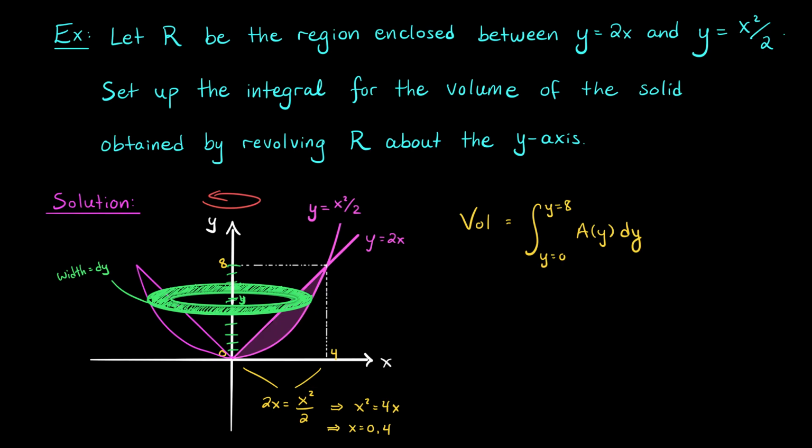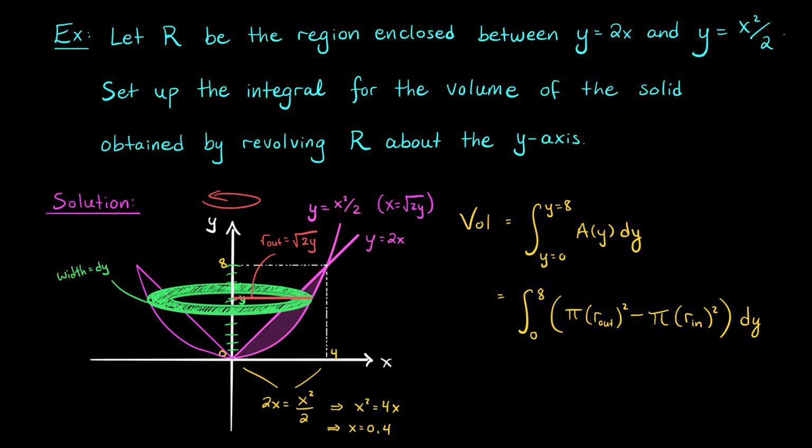For the area of the washer, we know that it's calculated as pi times the outer radius squared minus pi times the inner radius squared. The outer radius from our picture seems to be given by this horizontal distance. It's the x value for the quadratic. Solving for x, we would get x squared equals 2y, so x equals the square root of 2y. That's our outer radius, right? Similarly, the inner radius in terms of y is given by this horizontal distance, the distance from the y-axis to the line y equals 2x, which we could write as x equals y over 2. Therefore, using our formula for the area of a washer, we find that the volume of our solid is given by this integral here.